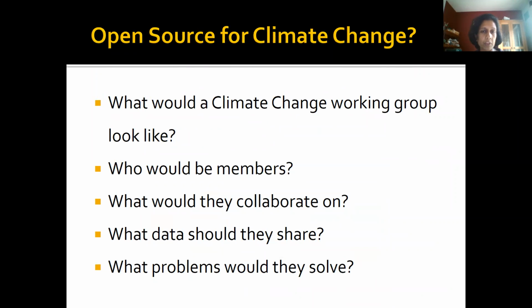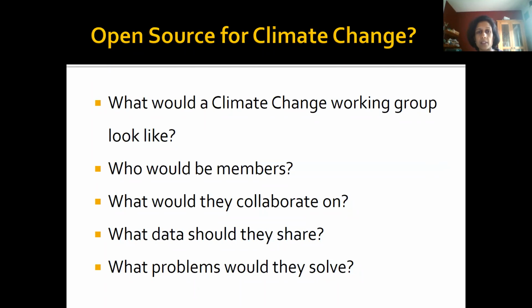So I'm going to throw this out there as well. Just thinking on this topic, how could we take this approach and apply it to climate change? What would a climate change working group look like? Who would be the members? What would they collaborate on? What data should they share, and what problems would they solve?